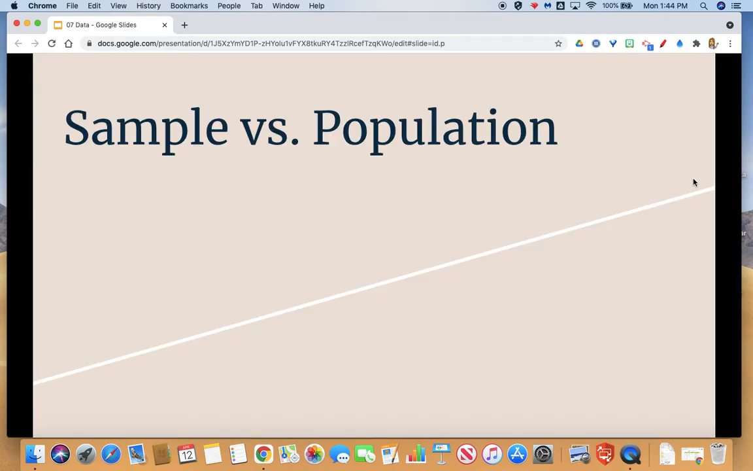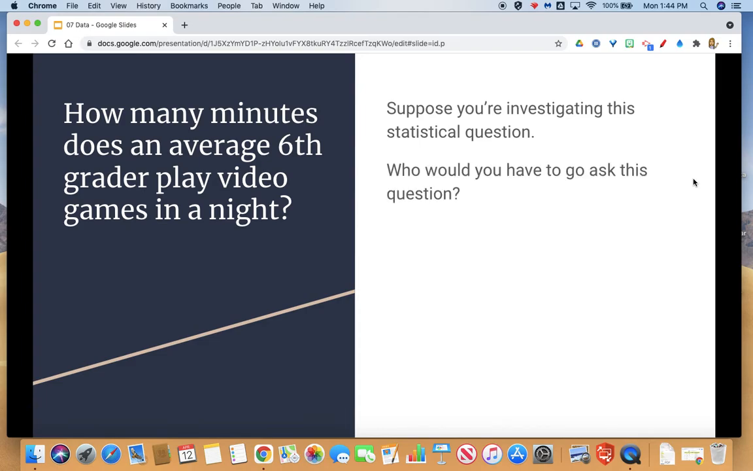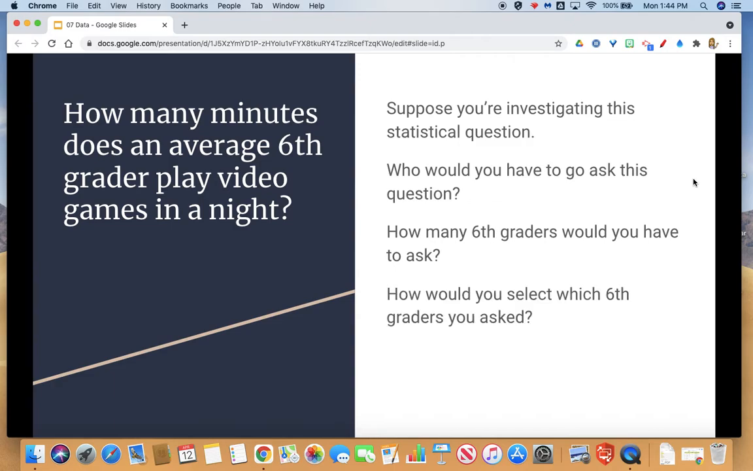Let's move on to our second skill of this lesson, which is sample versus population. Let's think about the question, how many minutes does an average sixth grader play video games in a night? Suppose you're investigating this statistical question. Who would you have to go ask this question? Probably a group of sixth graders. How many sixth graders would you have to ask? Do you think 3 would be enough? Probably not. That wouldn't give us enough data to collect.